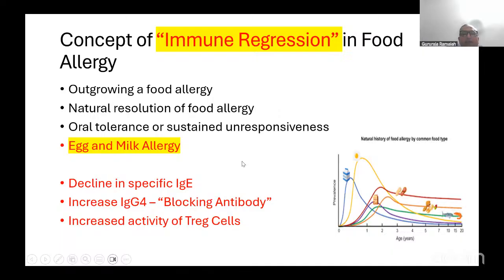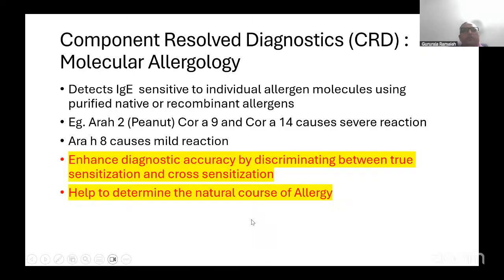And why does this happen? What is the immunological basis? It is a decline in specific IgE, an increase in IgG4, which is a blocking antibody, and increased activity of T regulatory cells. So coming to the precision, the diagnosis.